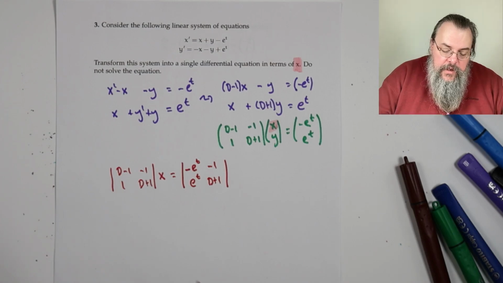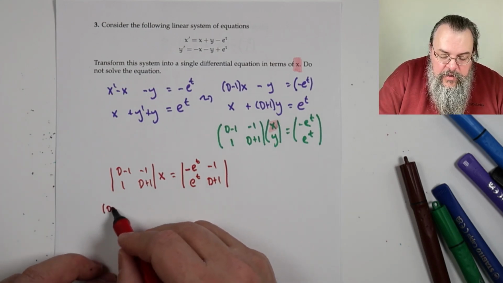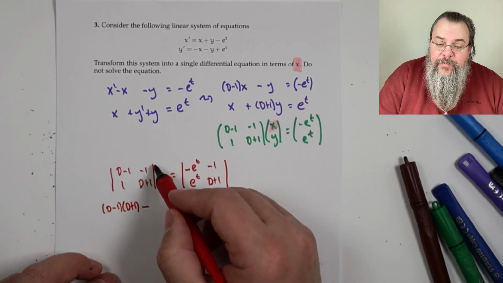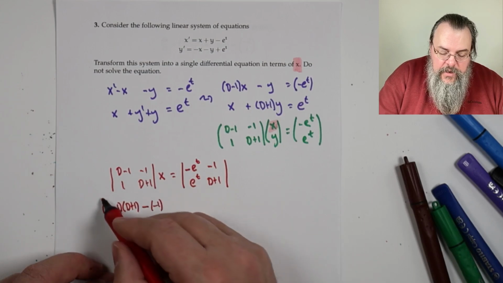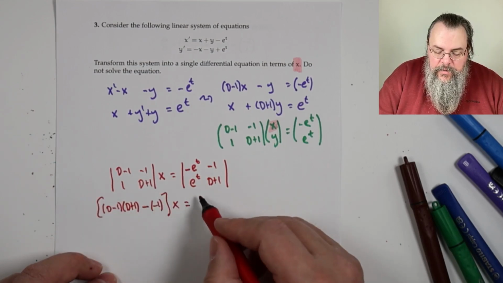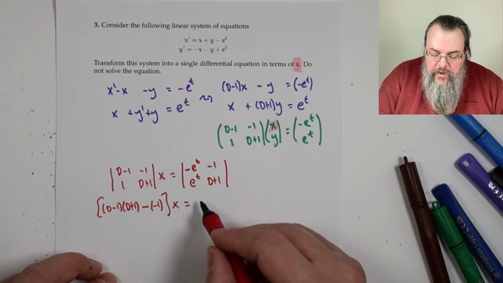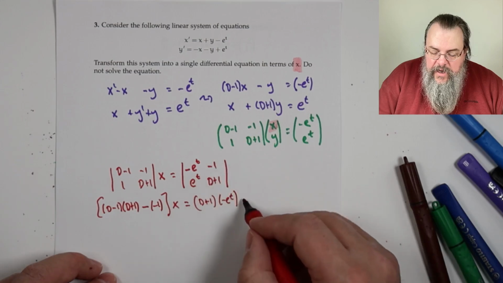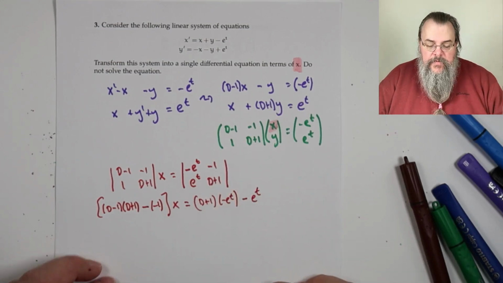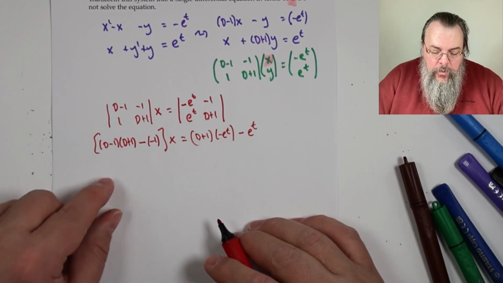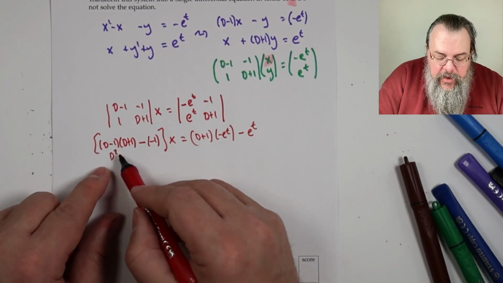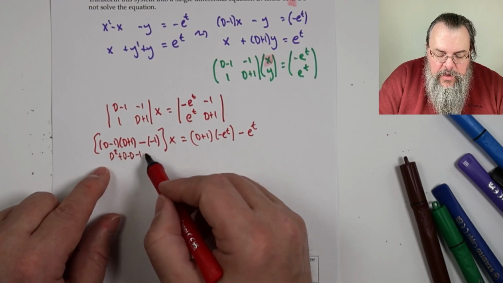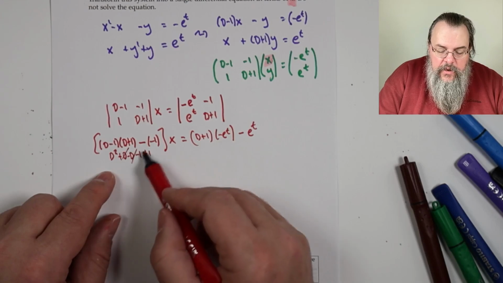Okay. Well, let's go ahead and do this. d minus 1, d plus 1, right, determinant. Subtract 1 minus minus 1, subtract negative 1. Okay, so we're going to times that by x is equal to, now here, determinant, so we're going to have d plus 1 times minus e to the t, and then we're going to subtract e to the t. Well, here we'd have d squared plus d minus d and minus 1 and plus 1. And like, wow, that's a lot of canceling.